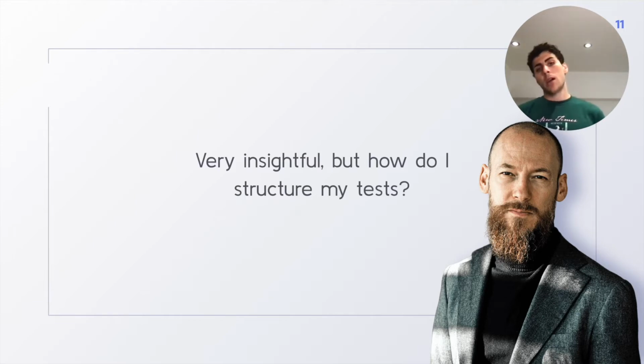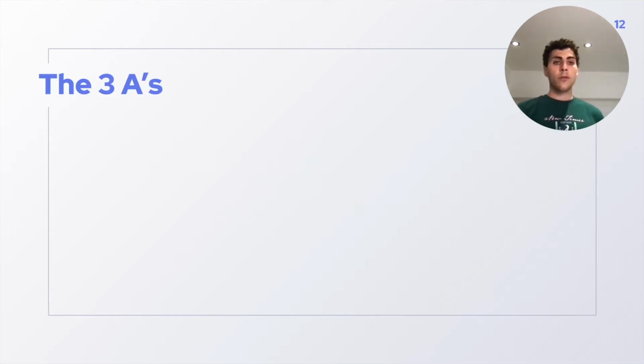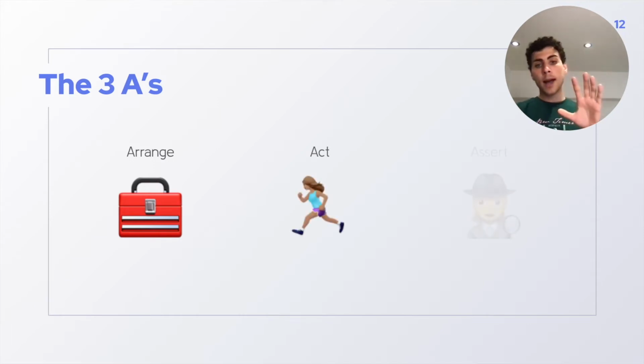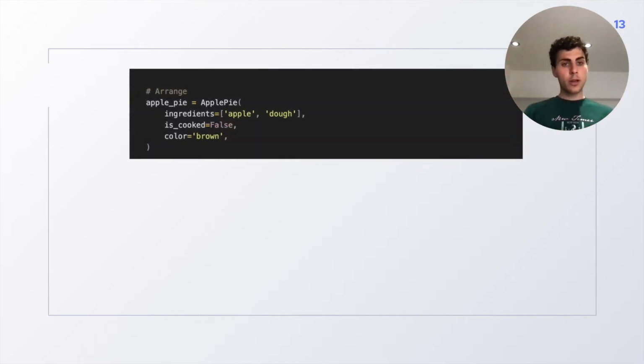And you may say now, okay, very insightful, but how do I structure my tests? We're going to follow the 3 A's rule or guideline, and this is first to arrange, secondly to act, and lastly to assert. How this works in a Python example would be to set up first arrange. We're going to set up our input or everything that we need for our functions. We're going to get our apple pie created with the ingredients. We're going to say that is_cooked is actually false and that the color is brown because it hasn't been cooked yet.